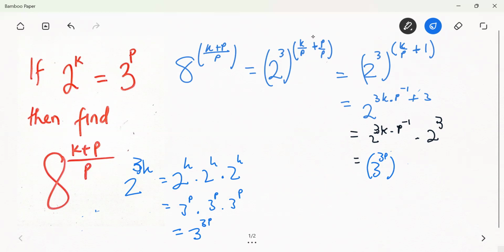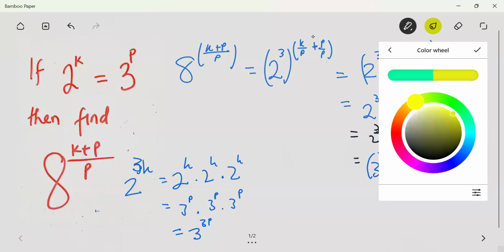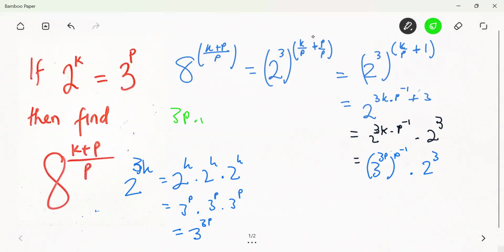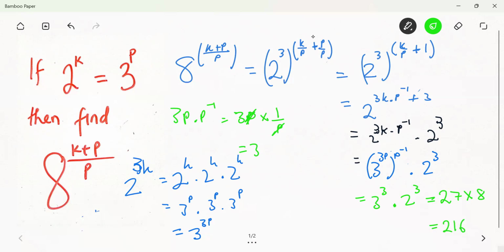So the 2 to the power of 3k is now 3 to the power of 3p. Because we were multiplying them, we still multiply, since they are to the same base. Another side note: 3 to the power of 3p multiplied by p to the minus 1, where p to the minus 1 is 1 over p. The p's cancel out, so that leaves you with 3, which means here you're going to be left with 3 cubed multiplied by 2 cubed, which is 27 multiplied by 8. The final answer to this solution is 216.